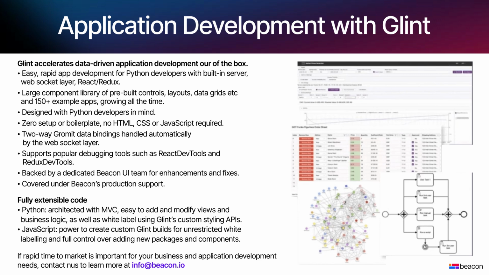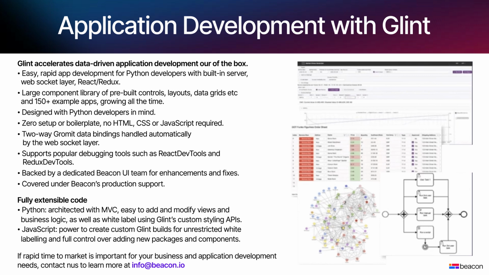In conclusion, I would like to recap 5 ways that Glint helps developers reduce their time to market. 1. Full suite of UI components. Glint ships with a full suite of UI components and associated bindings to access and manipulate the state of the data on Graph, meaning Grommet, accelerating that full stack app development process. A dedicated team of engineers at Beacon supports, maintains, and releases new features daily.